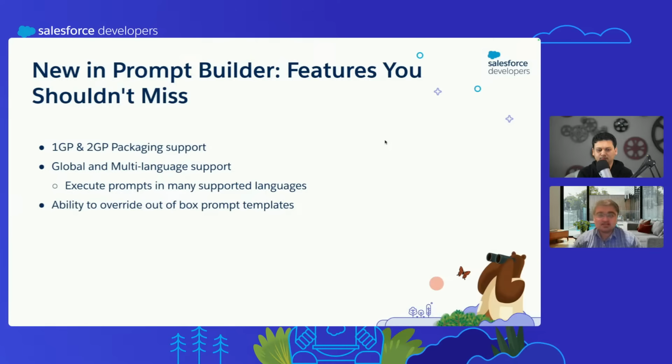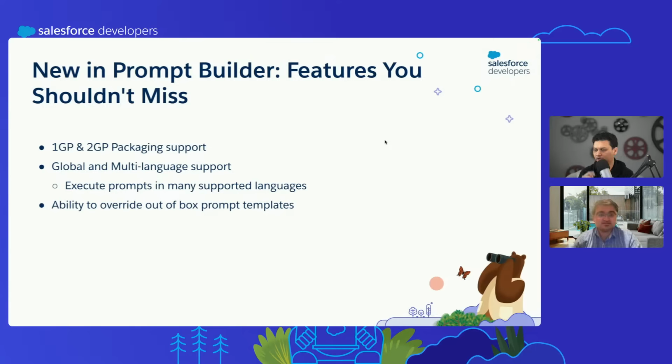Second is we are offering global and multi-language support. This is over 40 languages that are already supported on the Salesforce help site, now available in Prompt Builder. I want to be super clear about this. What does that mean? It means that now you can execute prompts in any of those languages with a single prompt. You don't need to make more than one prompt to execute in more than one language. Huge productivity unlock, especially for all of our multinational customers and teams out there. And finally, we have the ability to override out of the box templates so that you can take even more advantage of all of our powerful out of the box work.